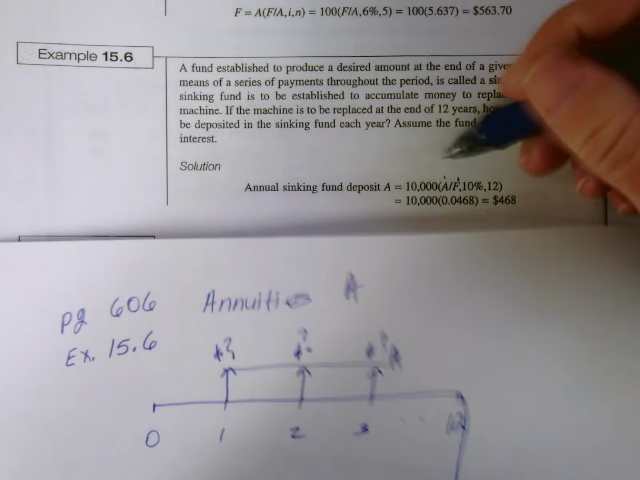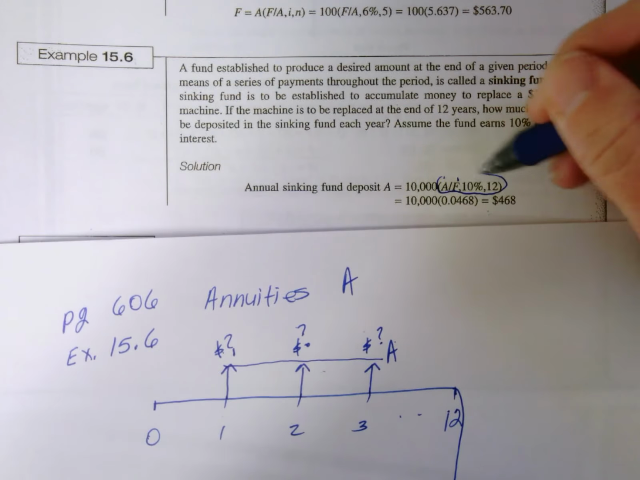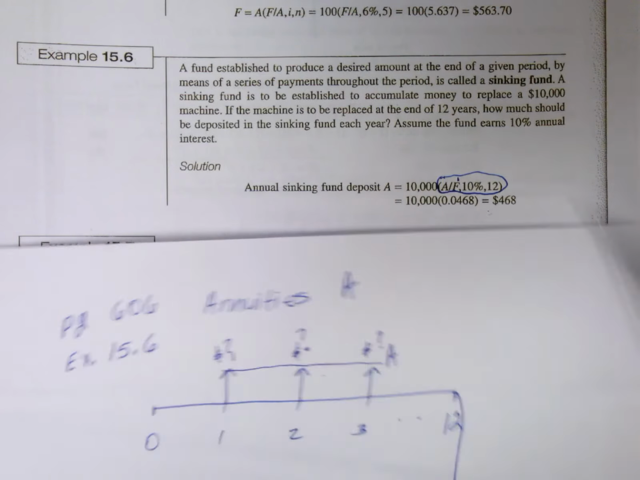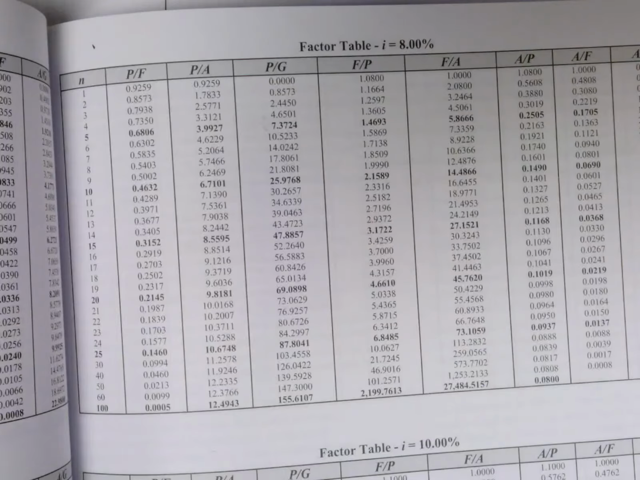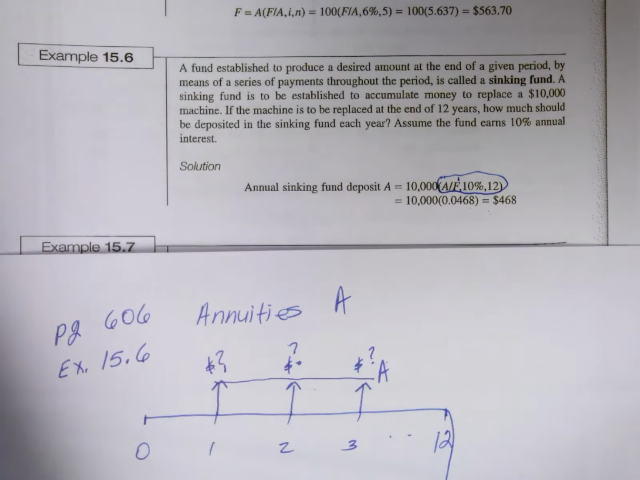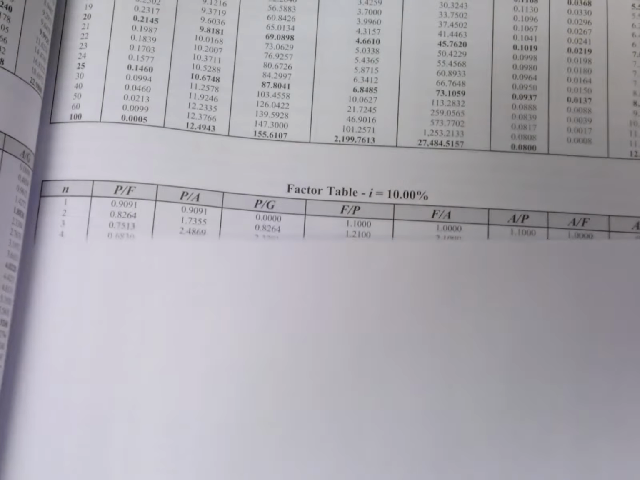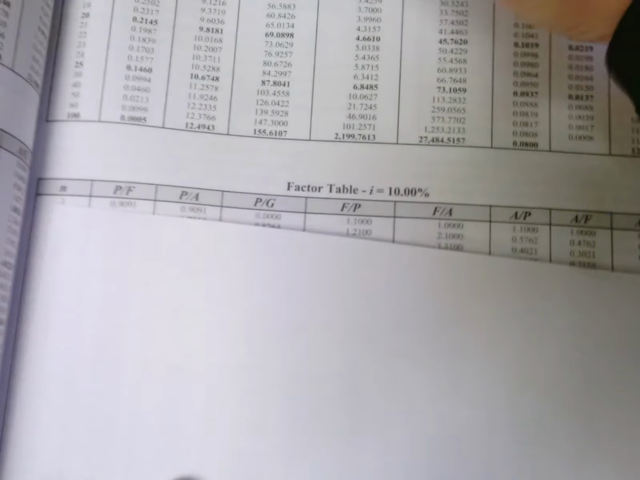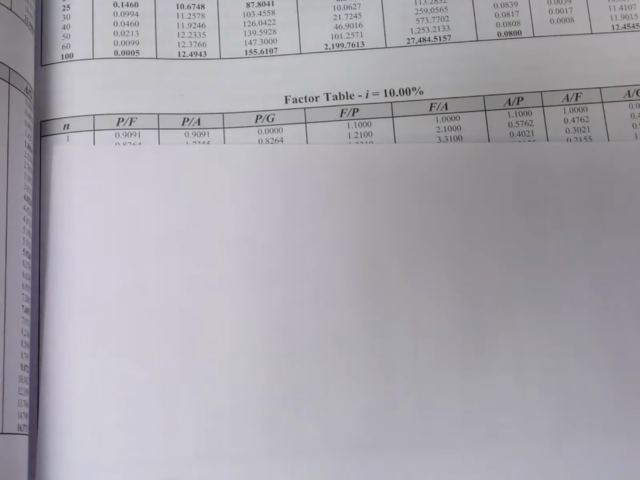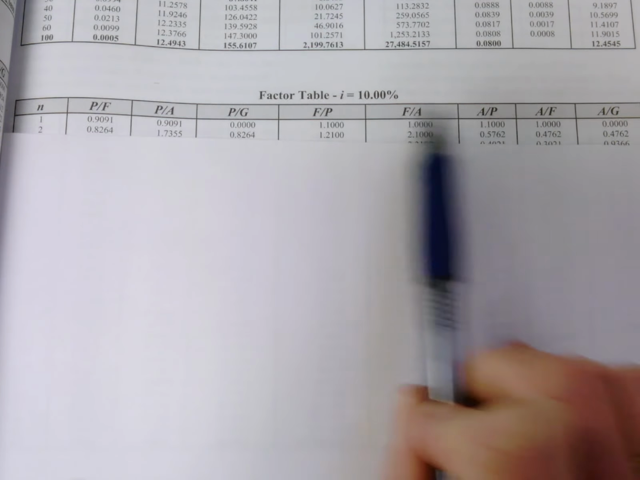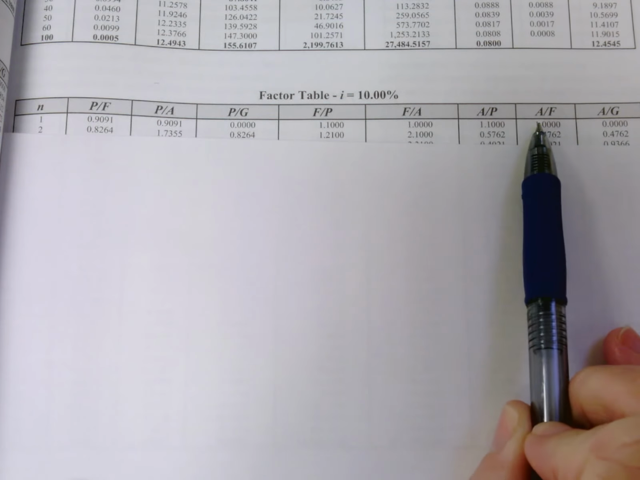So this part tells us how to find that factor. What we need to do is go to the interest rate tables, and this was for an interest rate of 10% for 12 years. So I go right to the interest table for 10%. That's our annual interest rate. And what column do we want? Find A given F. So we're over here in this column on the 10% interest table. Go over to the find A given F.